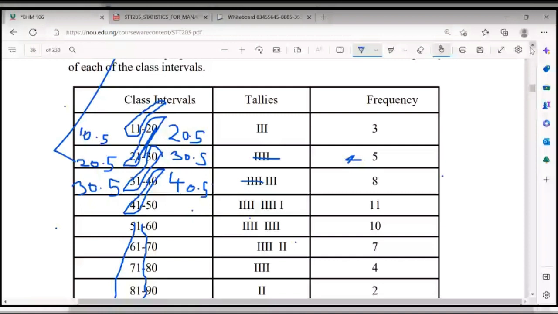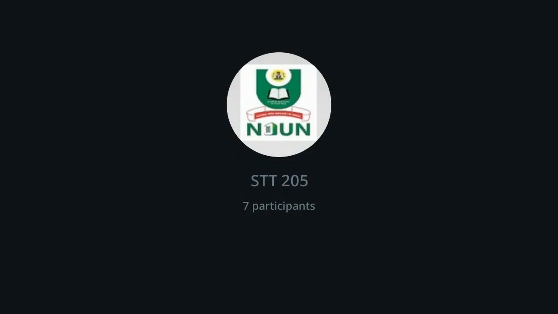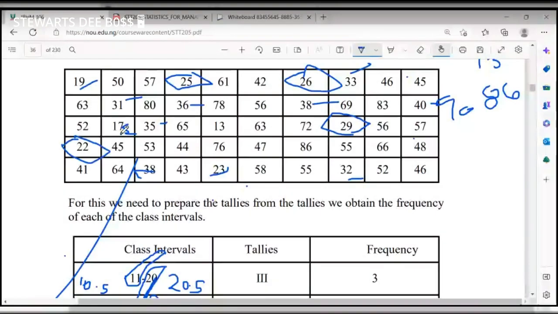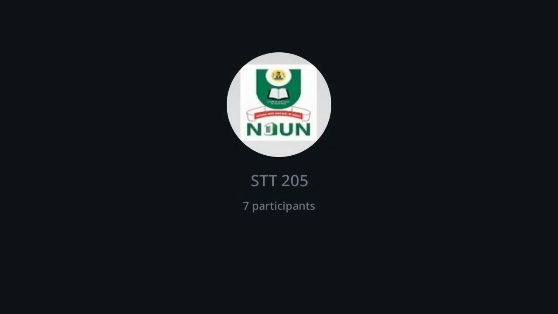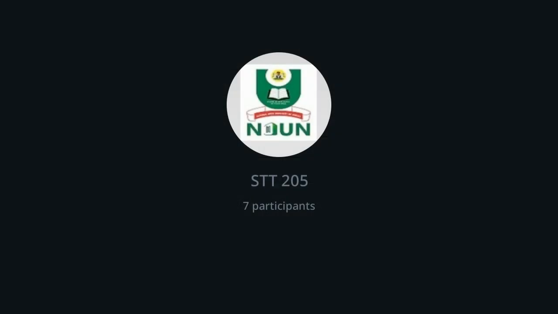So here now, 11 to 20, we counted it. This one is 19. It's between 11 and 20. 13 is between 11 to 20. 17 is between 11 to 20. That's why we got 3. So every time, the tally is to help you. So once you see any value that enters within a unit, you indicate it with what?